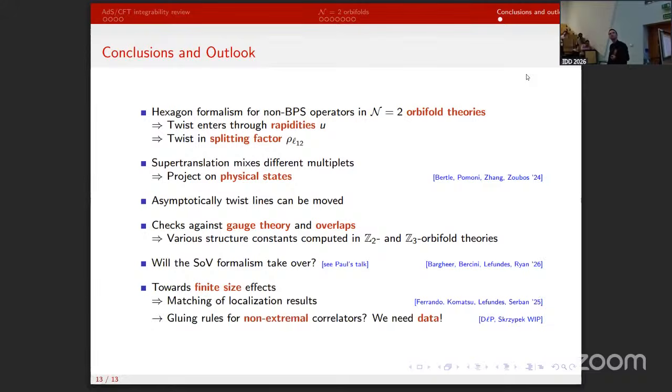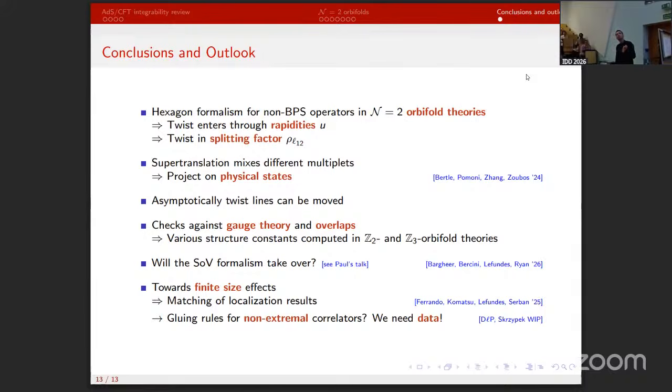And then finally, where will this all lead now? Well, a promising approach, orthogonal to the hexagon form factor, I would say, is the separation of variables formalism. Paul will talk about this later, which also seems very efficient in getting the same structure constants that we calculated. So I'm interested in hearing about this.